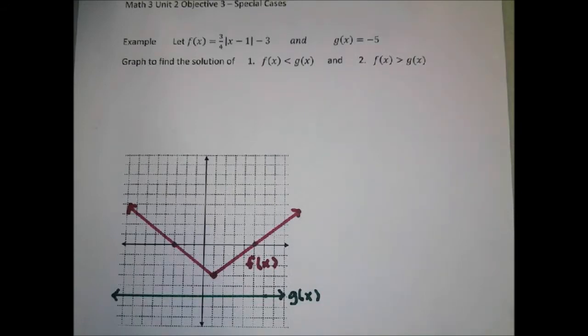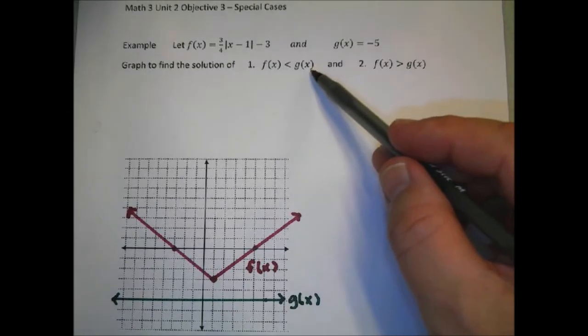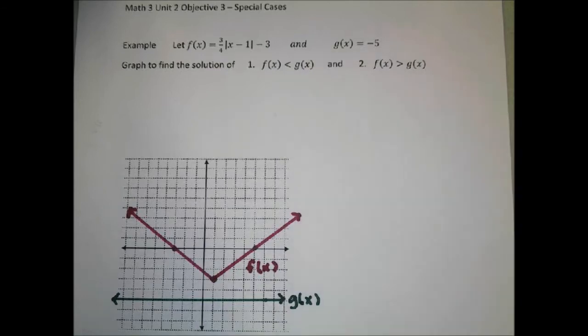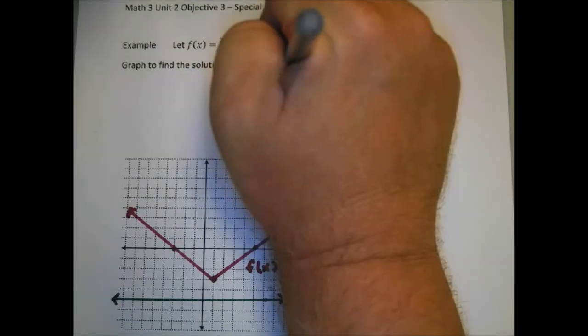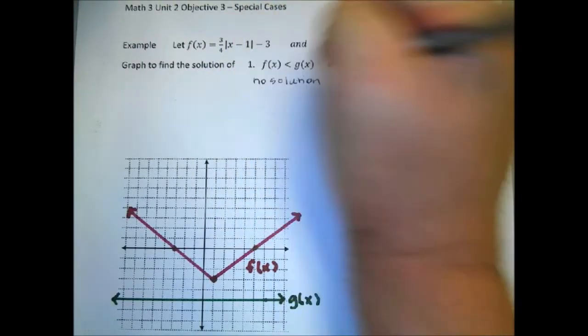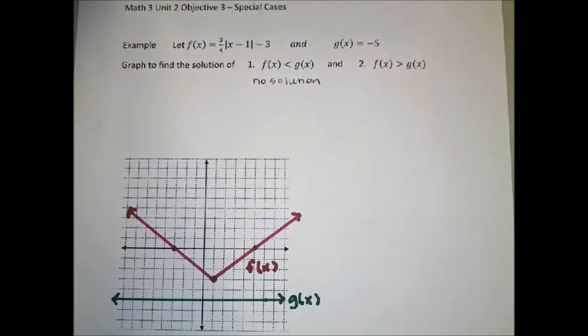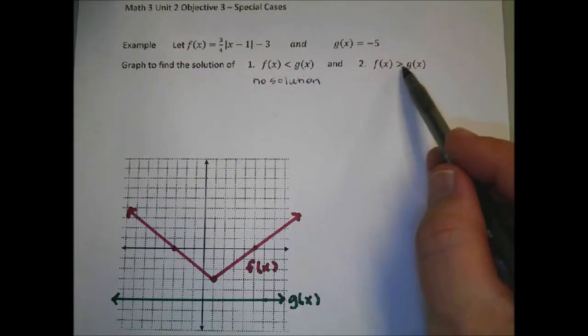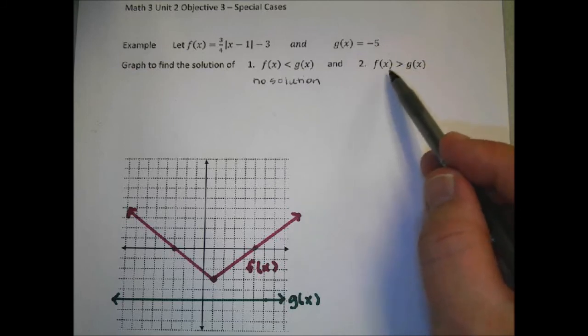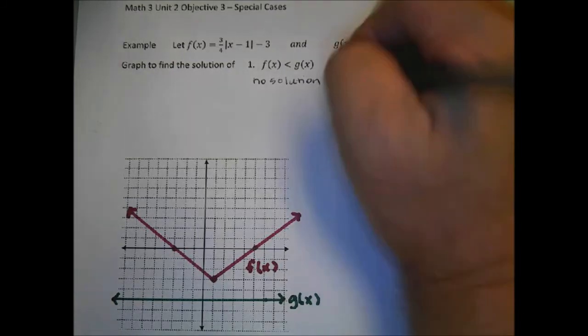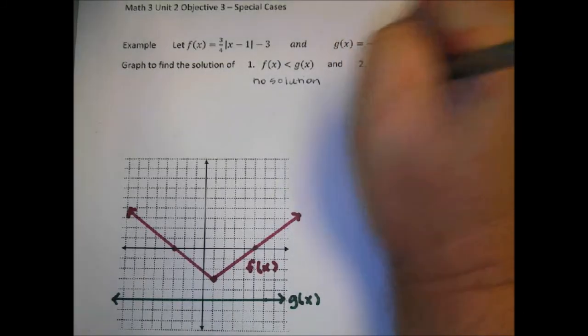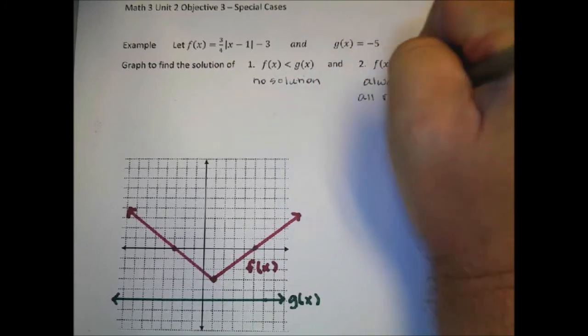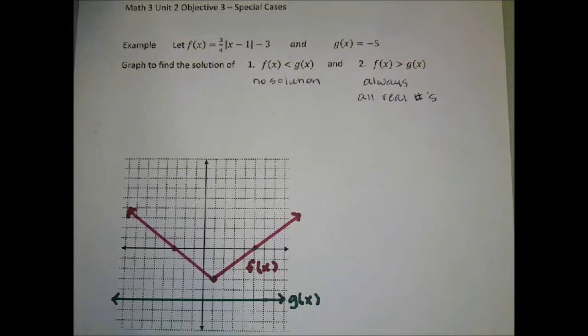Now I can ask the two questions. Number one, where is the f of x function less than the g of x function? Where is the f of x function below the g of x function? Well, it isn't. So there's no solution. Now, if we turn the question around, where is the f of x function greater than the g of x function? So where is the f of x function above the g of x function? Always. Or all real numbers. And with that, that closes off objective 3.